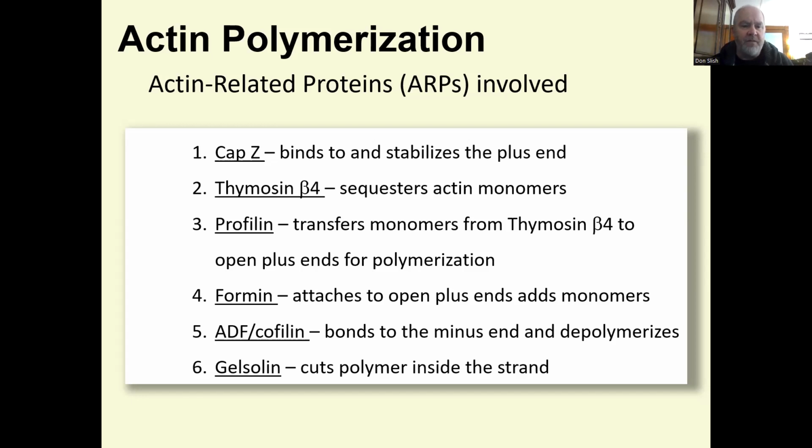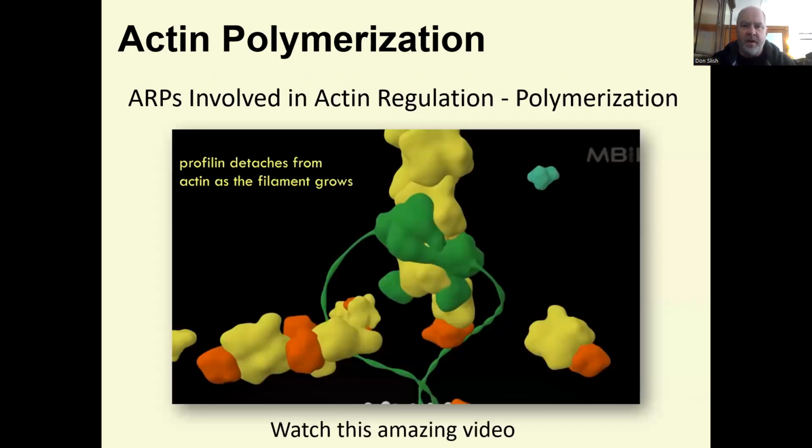So 5, ADF/cofilin, is going to depolymerize at the minus end. You'll see how important that is when we talk about lamellipodium. At the minus end, we're depolymerizing. At the plus end, we're polymerizing. And then gelsolin, which is going to cut in the center of a microfilament, and that provides more minus end, so you can depolymerize faster. So those proteins are all going to be activated at the same time, and that's going to stimulate polymerization of the microfilaments.